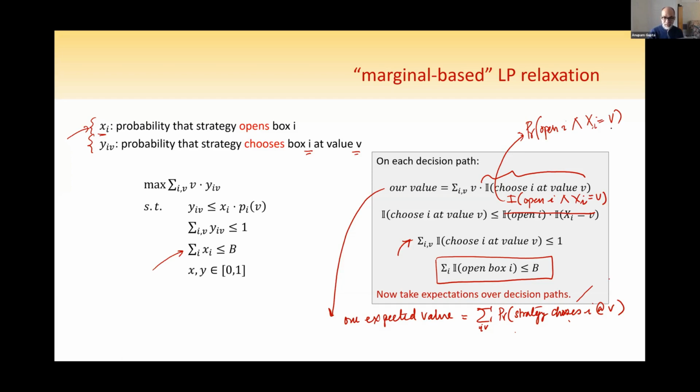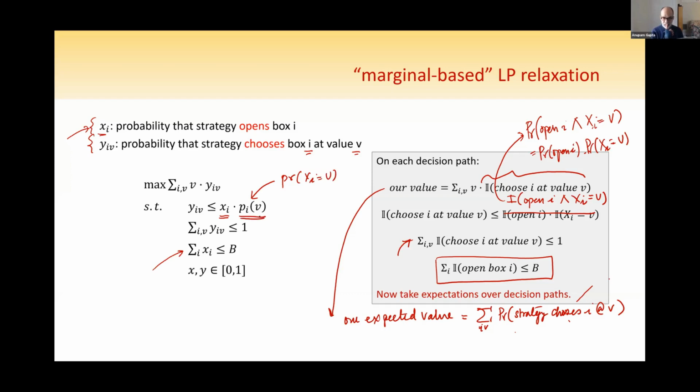If they were dependent, if there were two variables which were exactly the same, I might open it up knowing that it's going to be high. But because they are independent, this is just the probability that I open i times the probability that x_i equals v. This is just saying the probability that I open i, and this is just the probability that x_i equals v. This is just shorthand.